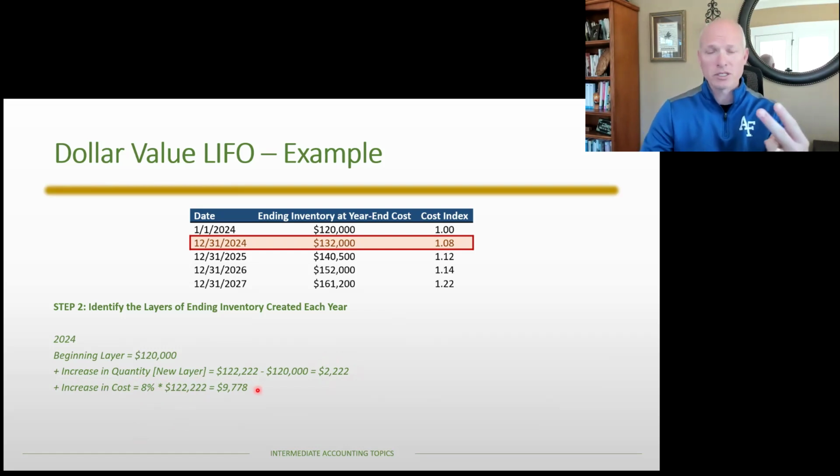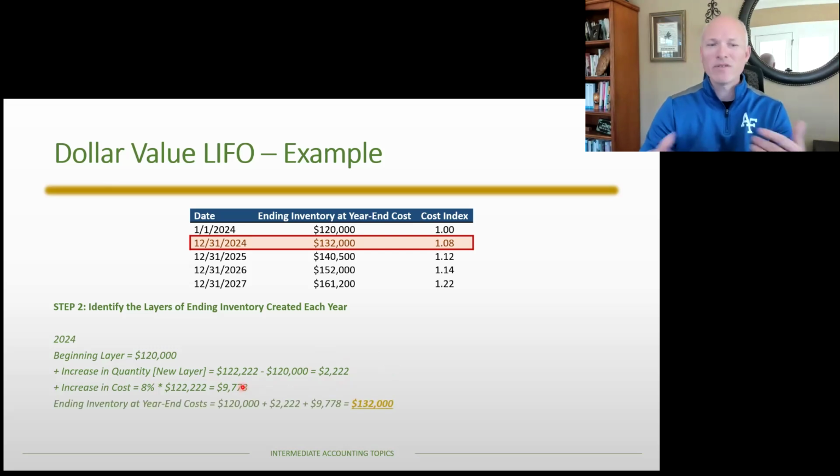So now there's two things that are driving our increase in inventory value. One is increase in quantity, and the other is increase in cost. And so if we put everything together, we have our beginning inventory plus the increase in quantity plus the increase in cost for a total of $132,000, which is exactly what we see. We see the total value of our inventory on December 31st, 2024.